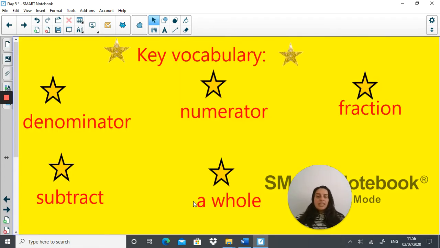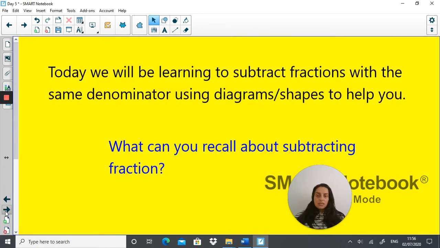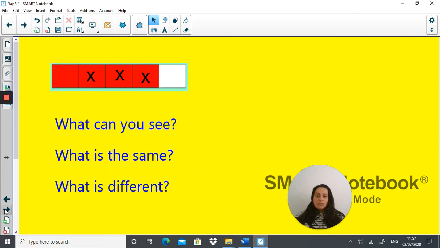So the vocabulary is denominator, numerator, fraction, subtraction, and whole. Today we'll be learning to subtract fractions using the same denominator, using diagrams and shapes to help you. You'll remember that we did subtracting fractions when we were looking at tenths earlier this year. I think we did some of it in the last few weeks. So you need to remember that knowledge and channel it into today's lesson to help you.